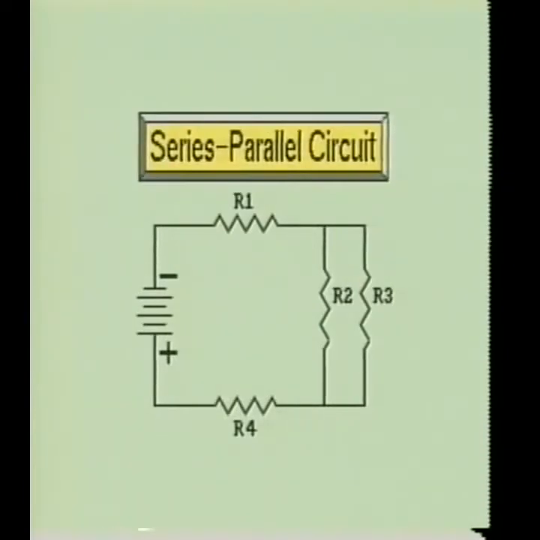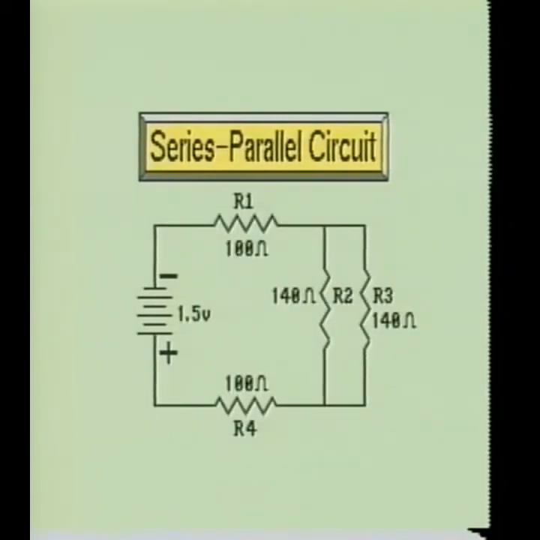In this circuit, R2 and R3 form a parallel network, and resistors R1 and R4 are in series with the parallel network. When the current leaves the negative side of the battery, it must first flow through R1, which is a series resistor. From here, the current will divide. Part of the current will flow through R2 and part of the current will flow through R3, since this is a parallel branch. After the current flows through R2 and R3, it will recombine and the entire current will flow through R4. The current then returns to the positive side of the battery.